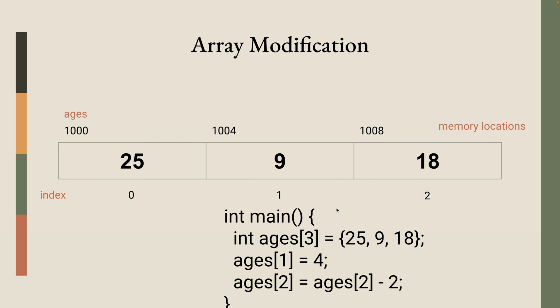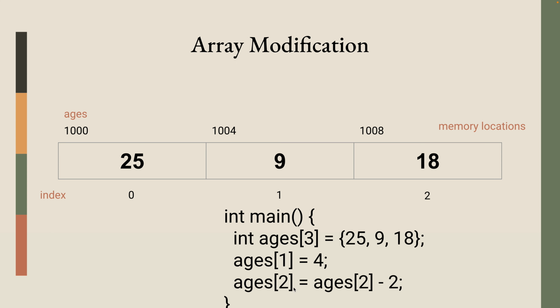Okay, array modification. I switched up the problem a little bit from what we saw before. Ages of 3 equal to 25, 9, and 18. Ages of 1 equal to 4. What's going to happen? 9 times 4. Okay. And then what happens on this line? 18 times 16. Yeah, so 18 minus 2 is 16. So ages of 2 is going to be equal to 16.